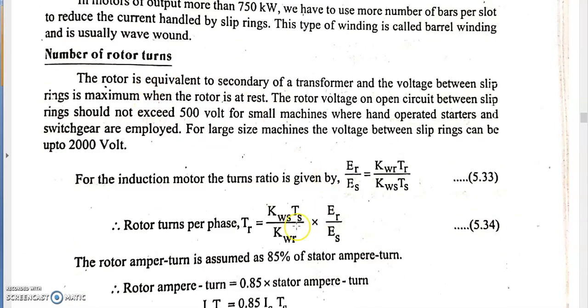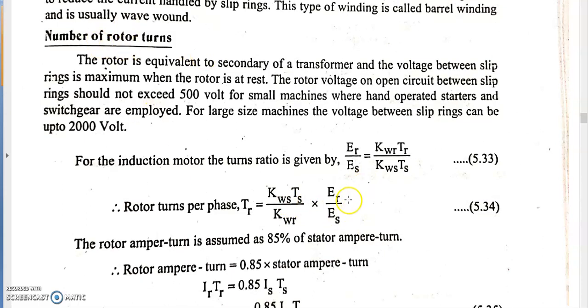With respect to rotor design, we have to calculate the total number of rotor turns and the area of cross section of the rotor winding. First, the number of rotor turns. In the rotor, on open circuit, the voltage between the slip rings should not exceed 500 volts for small machines, and for large machines the voltage between slip rings can be up to 2000 volts. This criterion we have to verify while designing the machine.